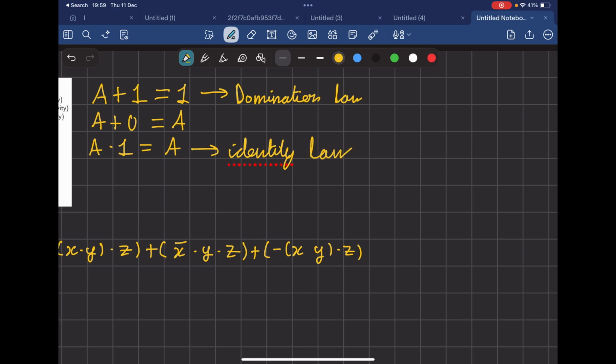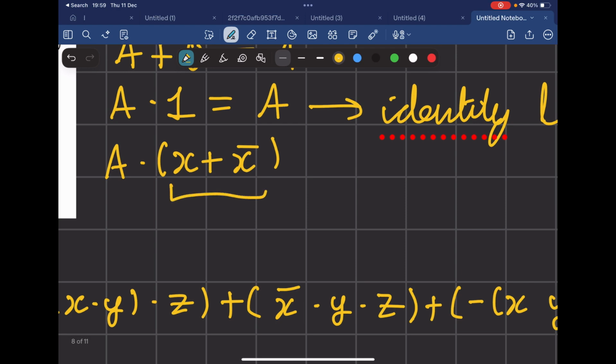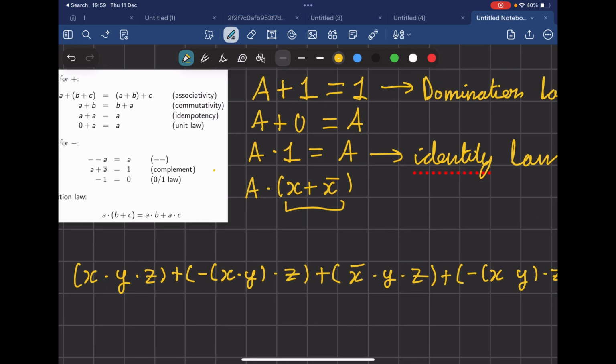The main thing about these is that 1 over here just represents any formula that is always true. So if we had, for example, A and (x plus not x), this over here evaluates to 1 by the complement law. And so this becomes A and 1, which just turns into A. We've managed to use laws to remove this entire part from the formula.